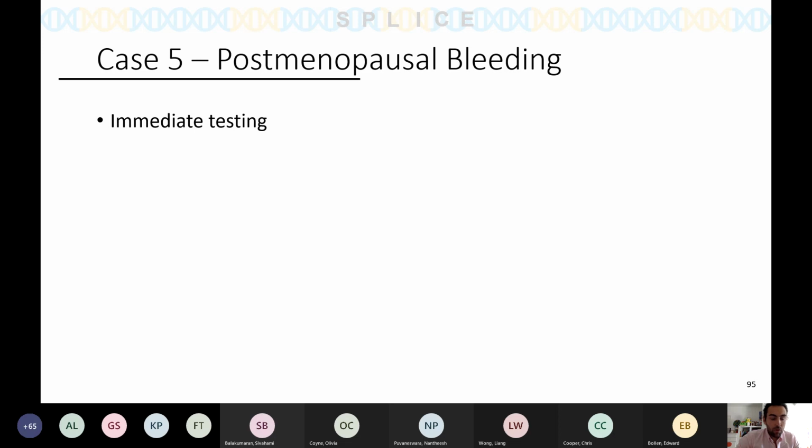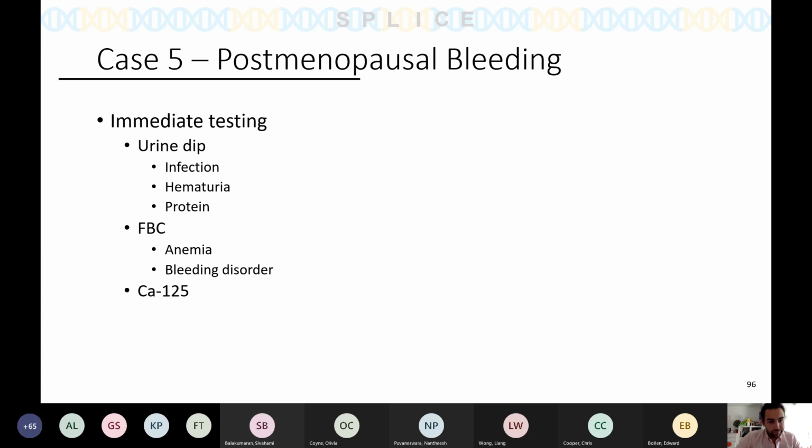So immediate testing, this is the most important bit basically. So what sort of things do you want to do? Yeah, transvaginal ultrasound, good. Yeah, hysteroscopy as well. Yeah, nice. Swab for STIs, good. So in the immediate setting, in the GP, urine dip, look for any infection, look for any hematuria, protein in the urine, FBC for anemia, CA125 as well, always important in these gynae cancers. More so for ovarian, but we'll get onto that later.